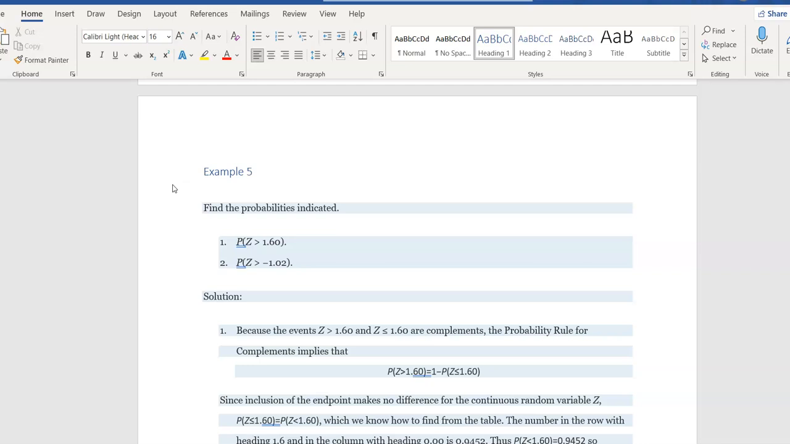Remember that the area under the whole normal curve is 1. So we're going to keep that in mind. The area under the whole normal curve is 1. So I am going to look up 1.6 on my standard normal table. I'm going to get that answer, and that's actually the probability that z is less than 1.6 that I'm going to get.